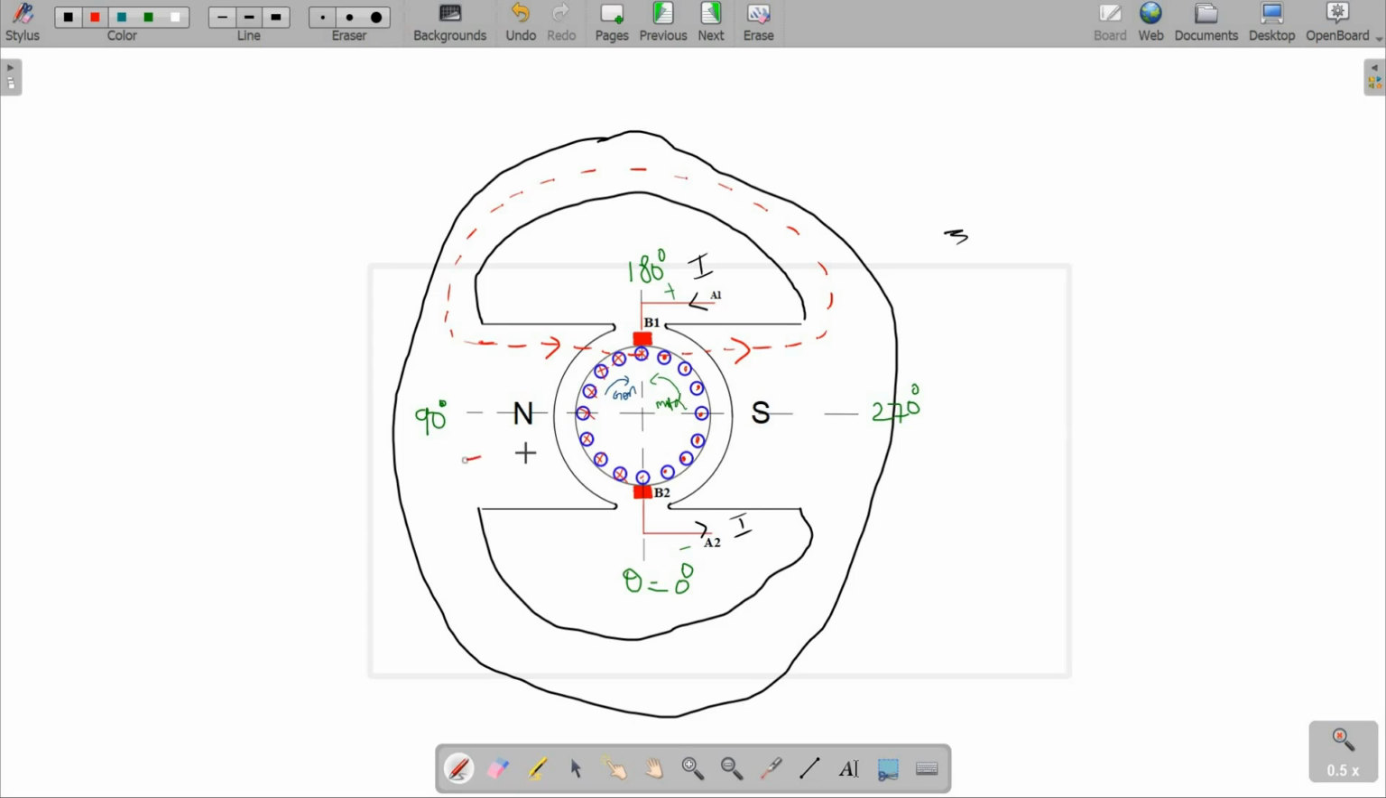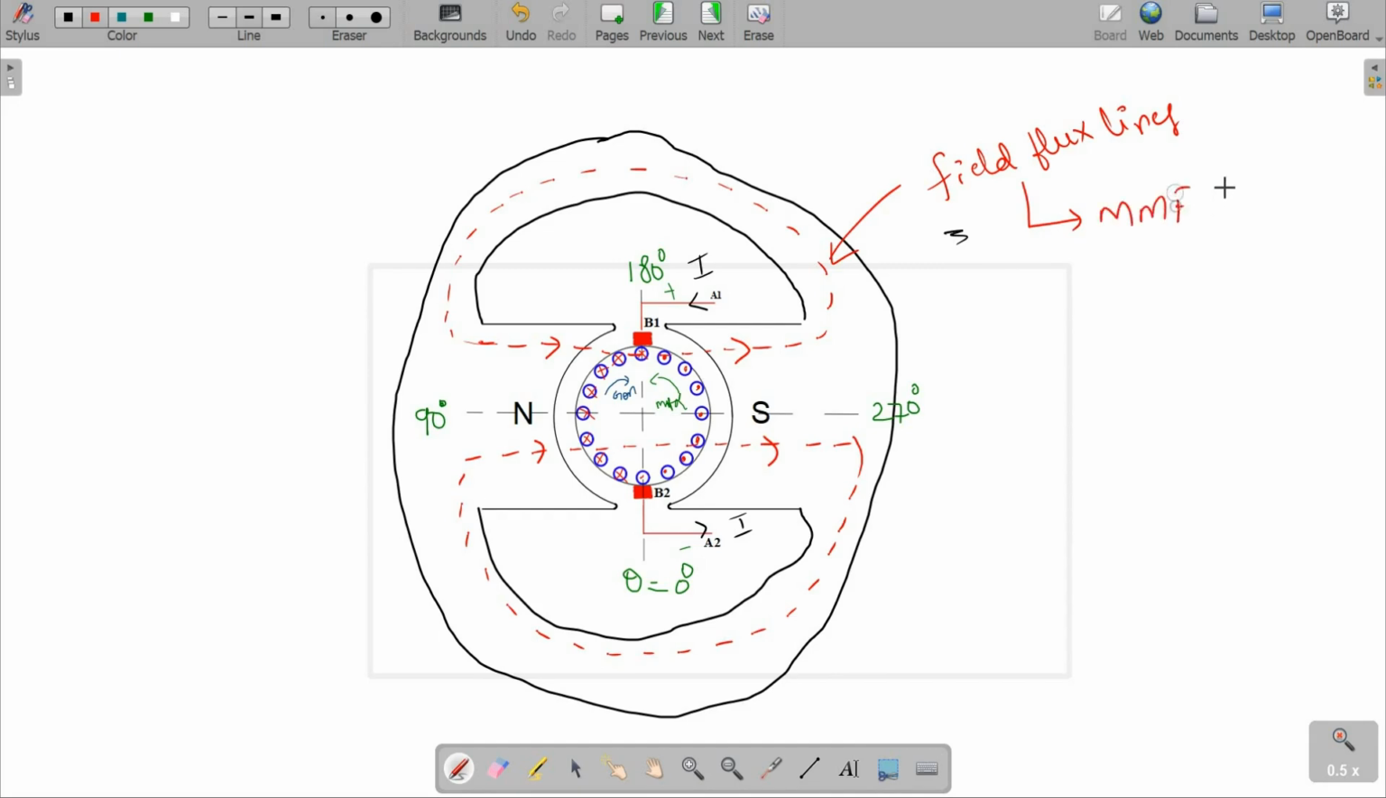And if you take another flux line here like this, it goes in this way. It will take this path like this, that is, from the north pole it is emerging and it enters into the south pole. These flux lines are called field flux lines. These field flux lines are produced by the MMF of the field winding.